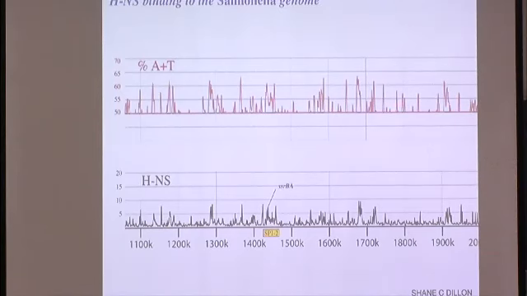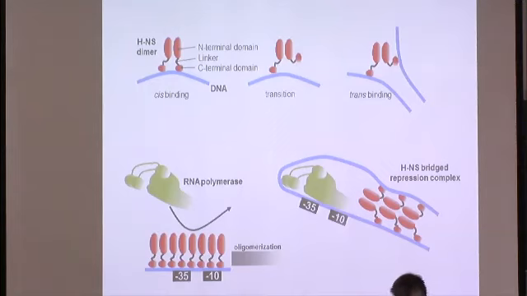And the SPI2 gene set is in here. And SsrA-B, this is the master regulator of the SPI2 gene set. So H-NS is very important to Salmonella in downregulating transcription of both SPI1 and SPI2, because we see the same pattern over there. So what's H-NS all about?